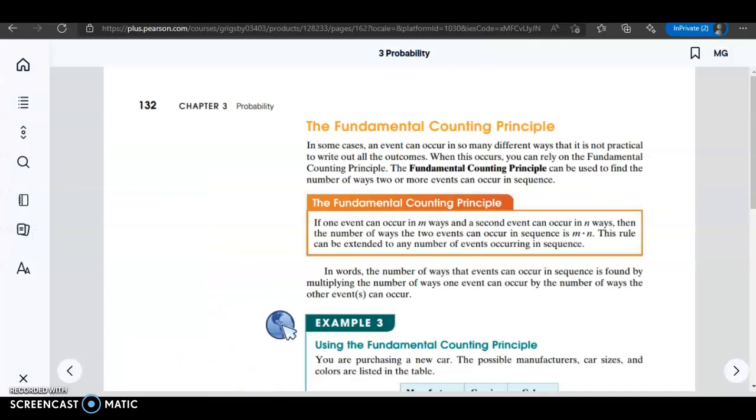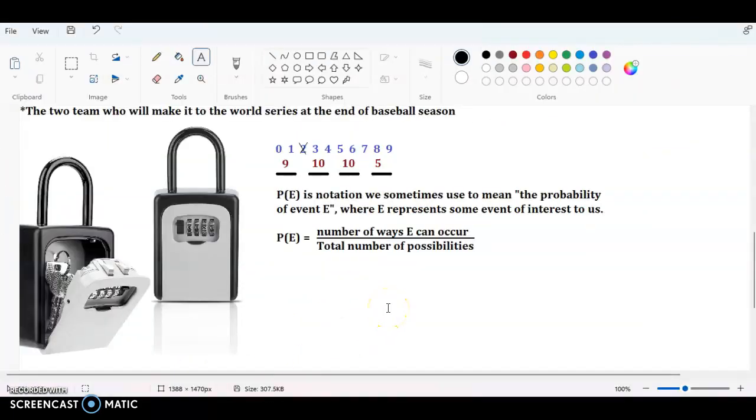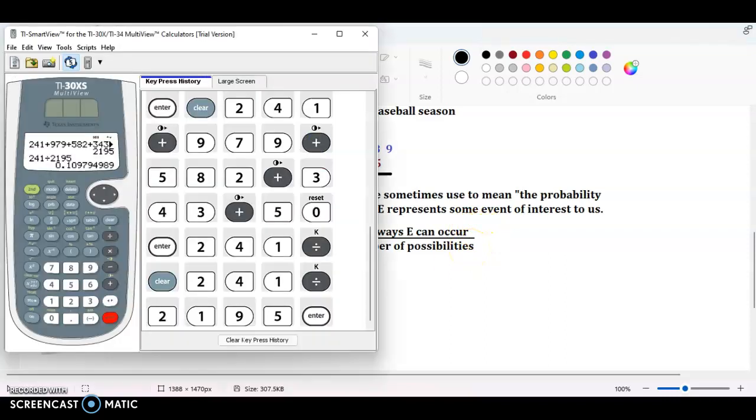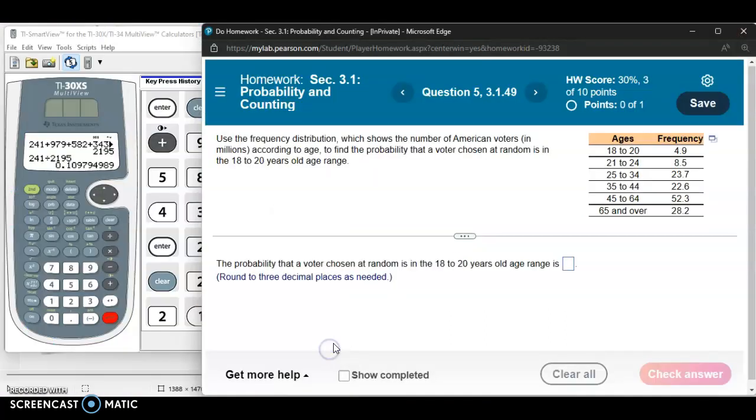Remember, the basic idea is that if we want to find the probability of an event, we find the number of ways that event can occur, and then we divide it by the total number of possibilities. We know the number of voters in the 18 to 20 age group, so it's 4.9 million. But do we know the total number of voters according to the table? That's the next thing we need to figure out.